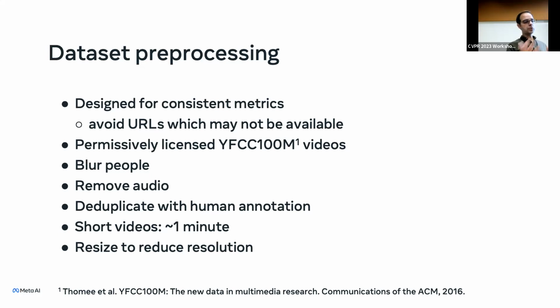So to do this, we start with permissively licensed YFCC 100M videos. This is a data set of images and videos from Flickr. And we take those videos, we blur people contained in those videos. We remove the audio because this is a computer vision challenge. And then we deduplicate the data sets so there aren't naturally occurring duplicates in the source videos. And we use human annotation to do this so that it's precise.